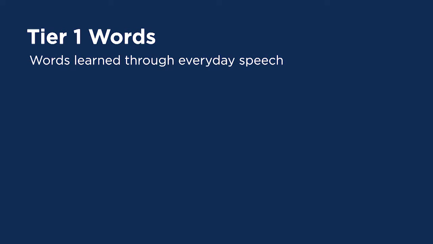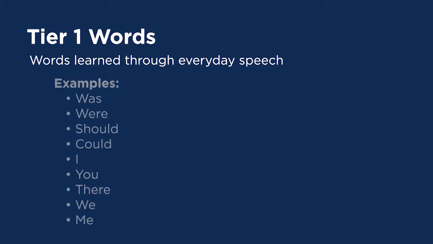Vocabulary consists of 3 basic types of words: Tier 1 words, Tier 2 words, Tier 3 words. Tier 1 words are words that you pick up, whether it's a native language or a second or third or fourth language, in everyday speech. Words like was, were, should, could, I, you, there, we, me, those types of words.